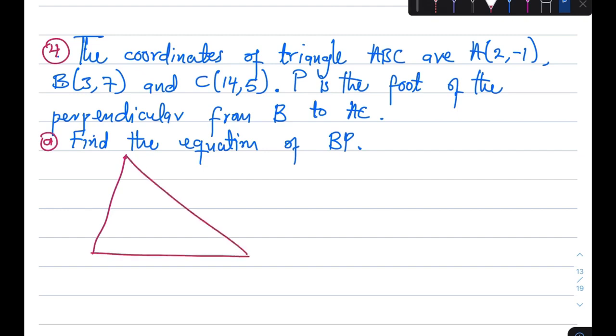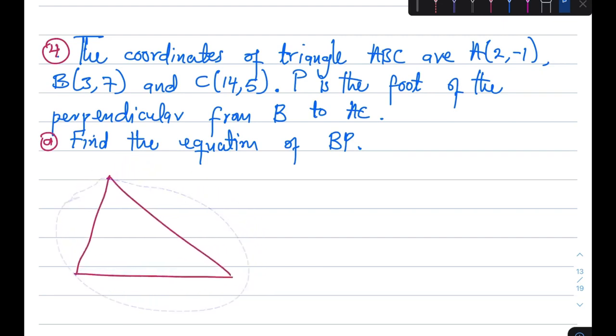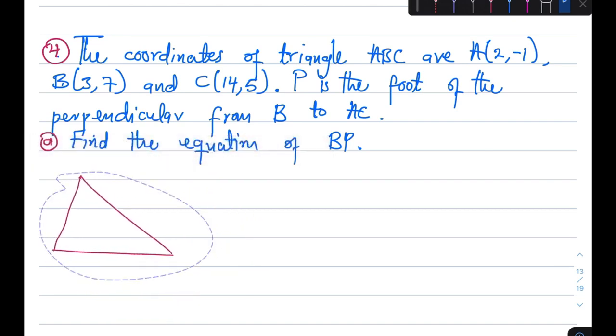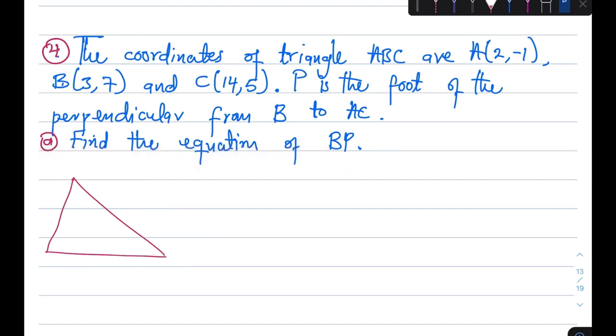Let me bring it down a little bit, and can we even shrink it so we can get more space to work? All right, this is cool. So let's say that this is A, this is B, this is C. This is a triangle. They gave us A to be (2, -1), and B is, sorry, B is (3, 7), and then C is (14, 5).